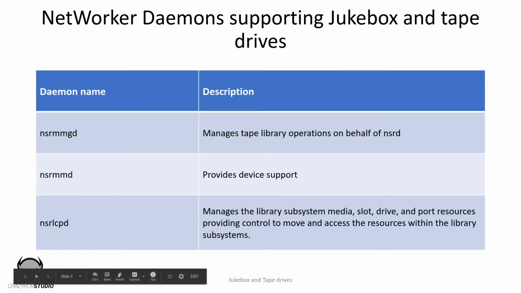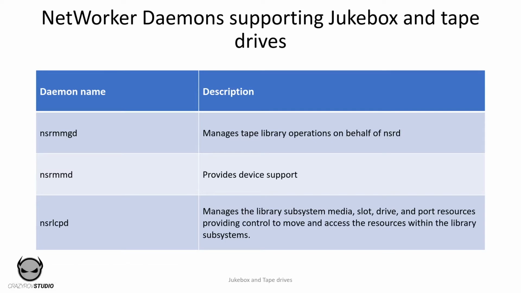We've already seen all the daemons that are used in NetWorker in our previous trainings, but here is a quick recap of the daemons that are used to manage the tape library and the tape drive. The nsrmmgd manages tape library operations. It provides an RPC-based service that manages all jukebox operations on behalf of the nsrd service. The nsrd service starts only one instance of the nsrmmgd on the NetWorker server as needed.